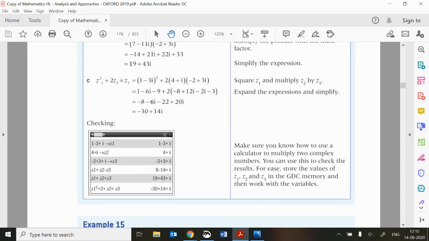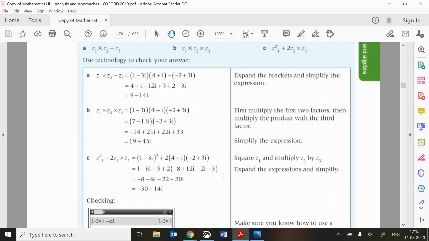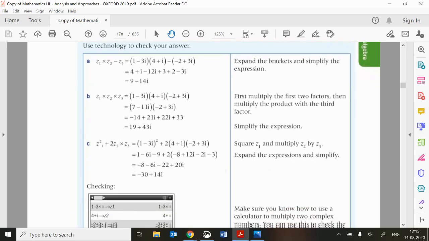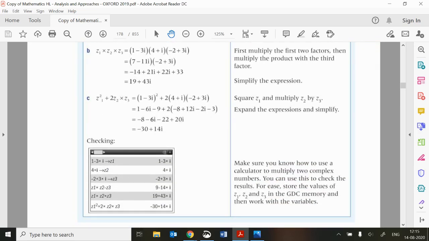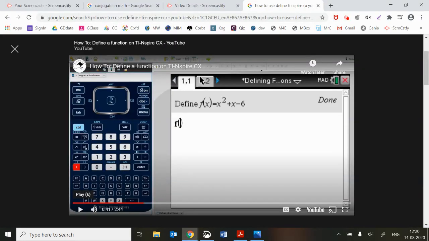That's interesting. They're actually letting these expressions equal to Z1, Z2, and so on, and then they're using them in the calculation so that they don't have to write them out each time. Okay, I was just needing to recap how to do that as well.